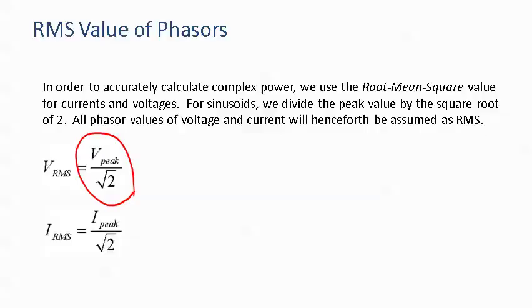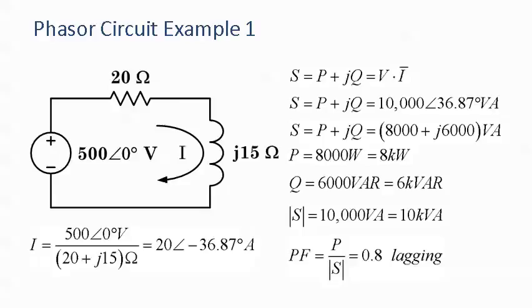And accordingly, the current phasor in RMS would be the peak value over the square root of 2 as well, because it's also a sinusoid. Now we can use the RMS values, whenever in fact we really should always use the RMS values, when we calculate power with sinusoids. Let's look at a simple phasor circuit example then.